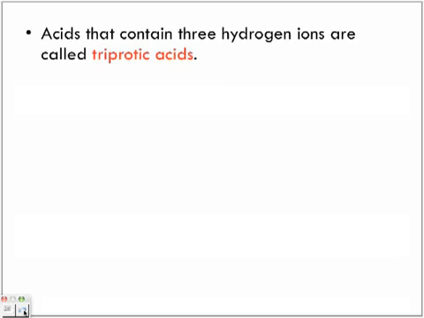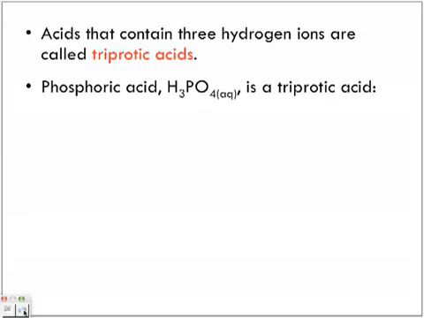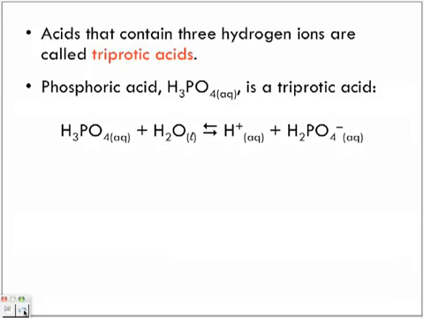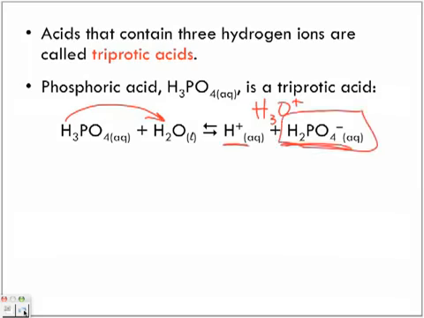Acids that contain three hydrogen ions are called triprotic acids. A common one is phosphoric acid, H3PO4 in aqueous solution. So here we have H3PO4. We can give off three hydrogen protons when we dissociate it in water. H3PO4 is going to give off a hydrogen to the water to form the hydronium ion. But when it dissociates, we form this ion, which still has two more hydrogens that it can give off.